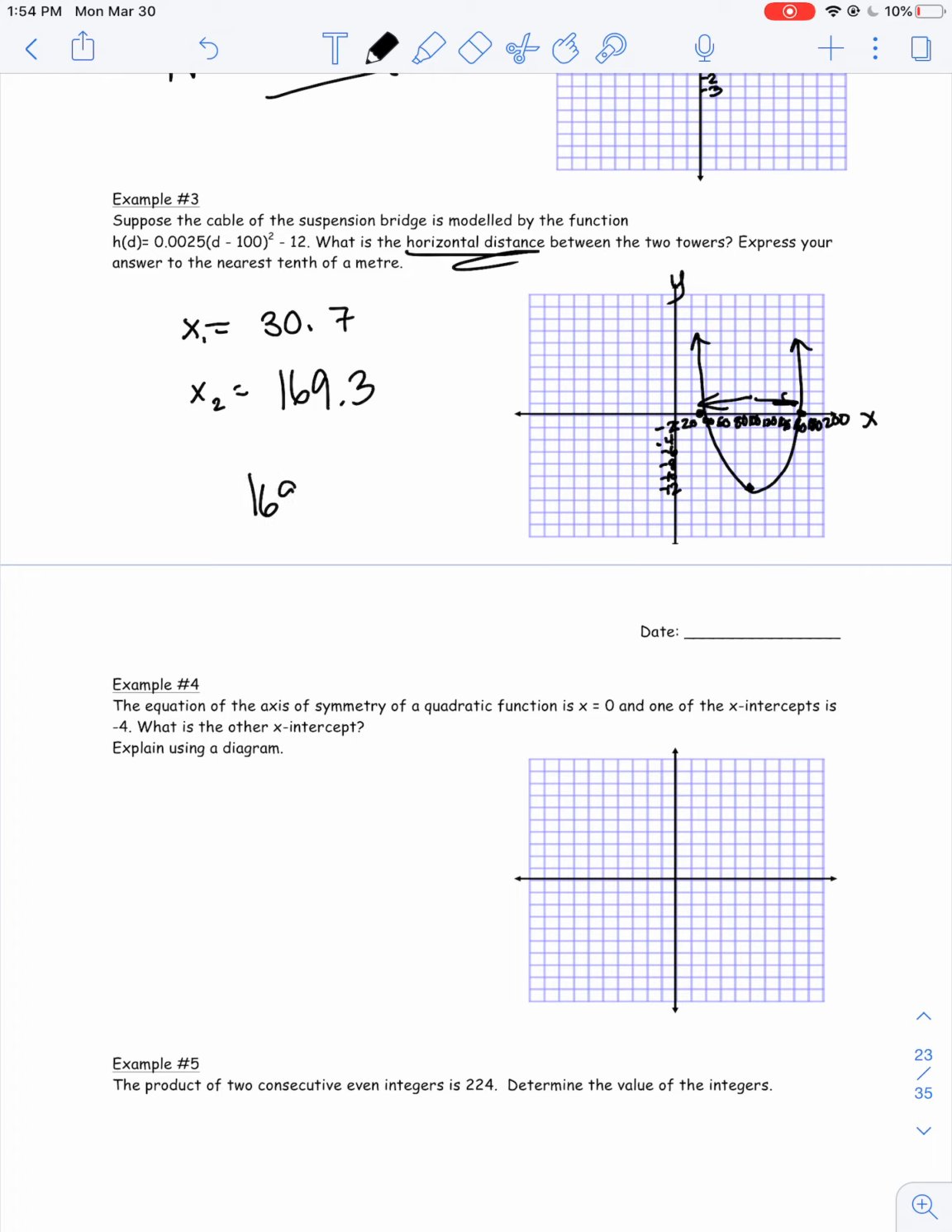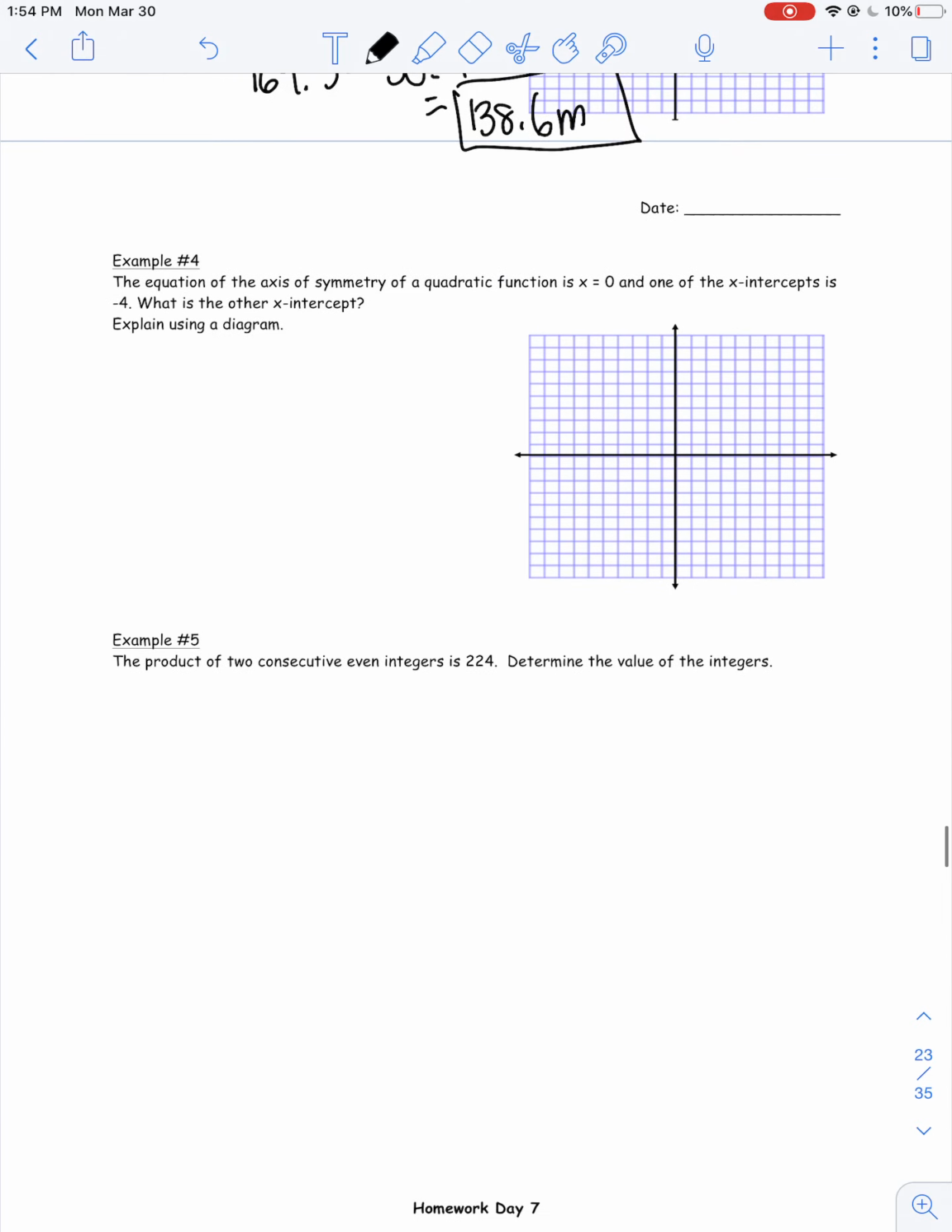Okay, so create a nice sketch, always label your x and your y-axis, and then what we want to do to find the distance between these two values, you need to subtract them. So we're going to take 169.3 and subtract 30.7 in our calculator. So this is what you're doing, 169.3 minus 30.7, we get 138.6, and that's in meters. Don't forget your units.